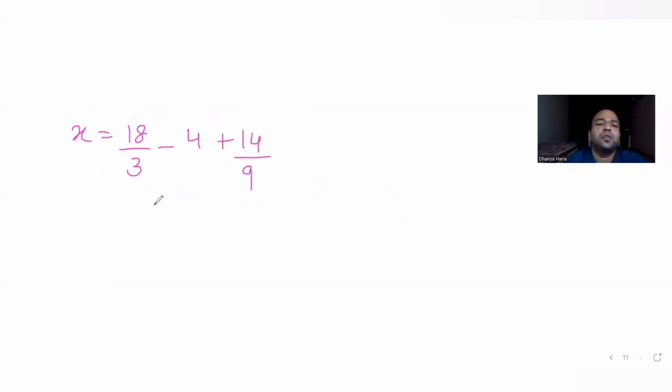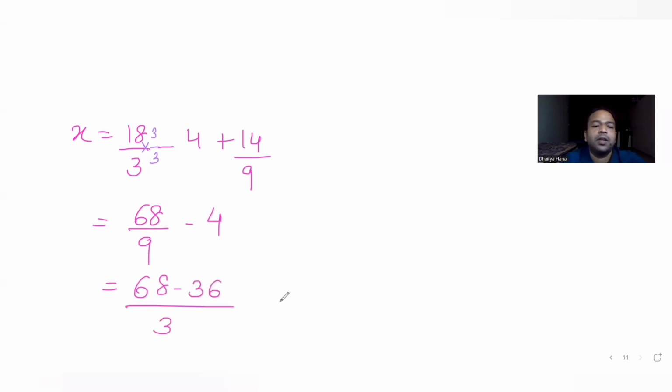So if I solve this further, I'll multiply throughout by 3. So you get 54 by 3 plus 14, so 68 by 9, minus 4. 68 minus 36 by 3, that is 32 by, not 3, it is 9. So actually we have made a mistake. So let's put 9 here. 68 minus 36 by 9, so 32 by 9. So you get the value of x as 32 by 9.